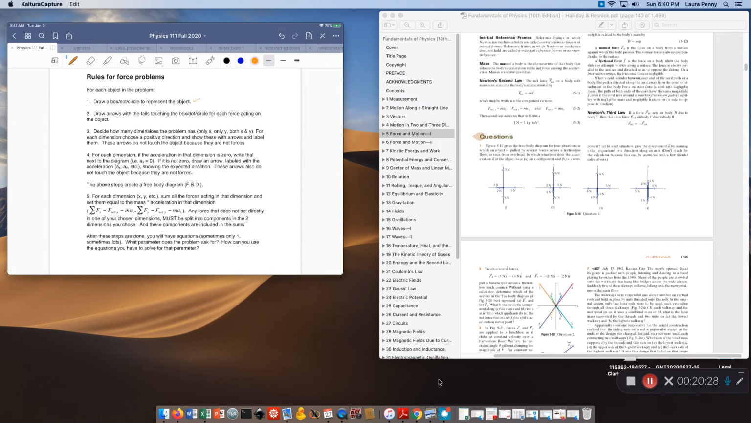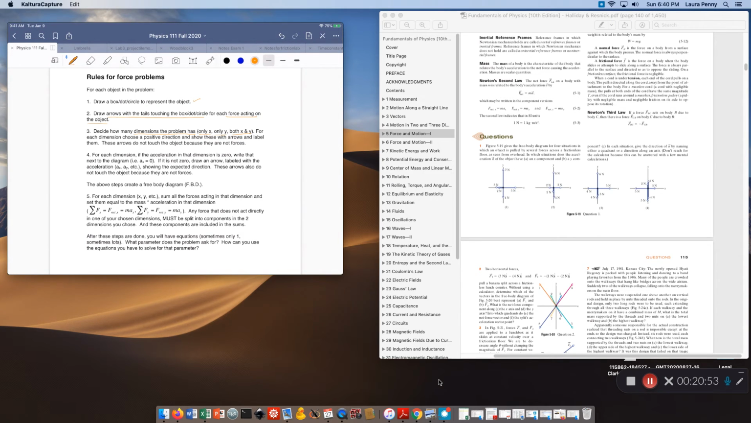You're going to draw a box or a circle or a dot that represents your object. I'm always going to do a box. You're going to draw arrows with the tails touching the box for each force that acts on that object. You're going to decide how many dimensions your problem has. Does it have only X forces? Does it have only Y forces? Or does it have both X and Y?